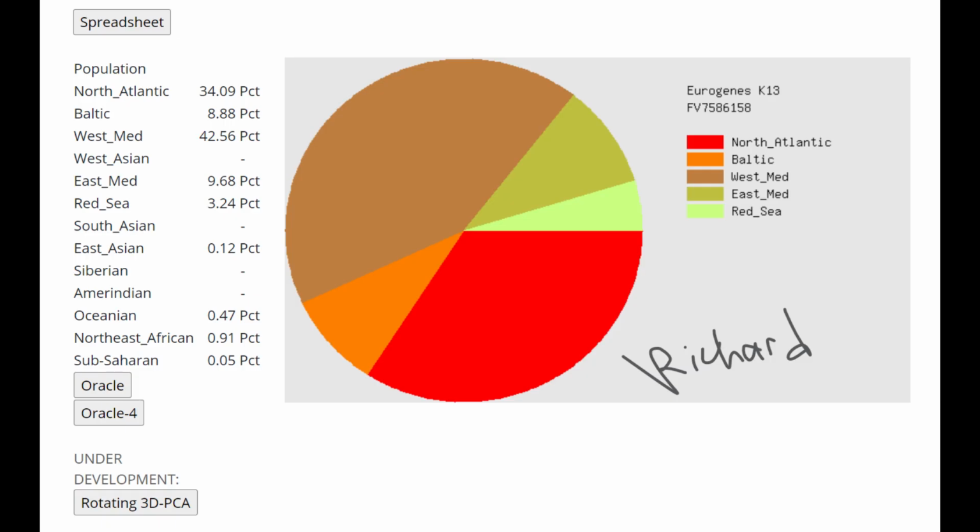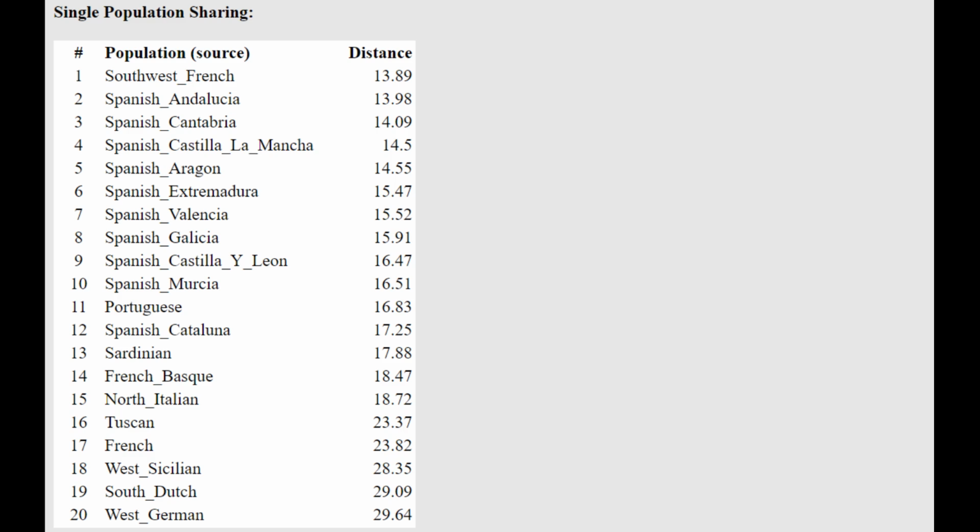For the GD match portion of the video, we're going to look at Richard's results. They're all pretty similar, but Richard's file is the highest in quality, so I figured Richard would be a better representative than Stacy and Angelica. So this is what Richard scores with Eurogenes K13. With the Oracle for Eurogenes K13, he's closest to Basques. There is no Basque category with the Oracle here, so Southwest French is kind of like a proxy for Basque.